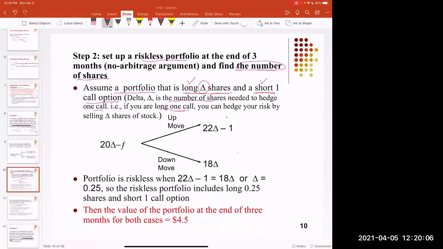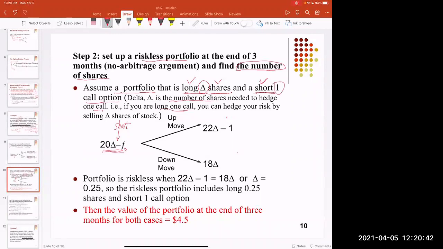So if you take long shares and short option, then today's value of the portfolio would be 20, which is per share, right? 20 times delta, because of the number of shares. So 20 times delta minus f0, because you take a short position, right? So make sure you understand why it's minus. You put a minus f0, which is the option price today. You just short one call, right?